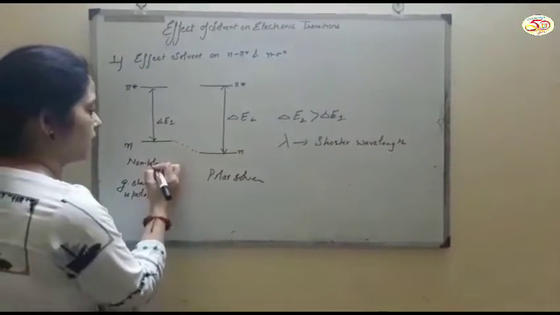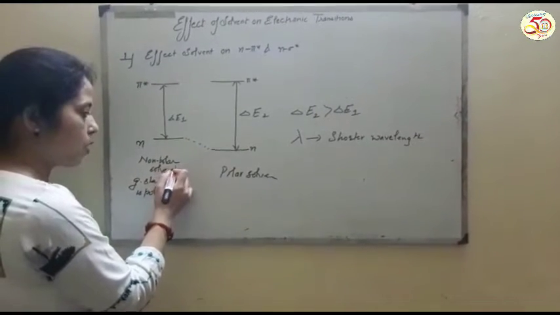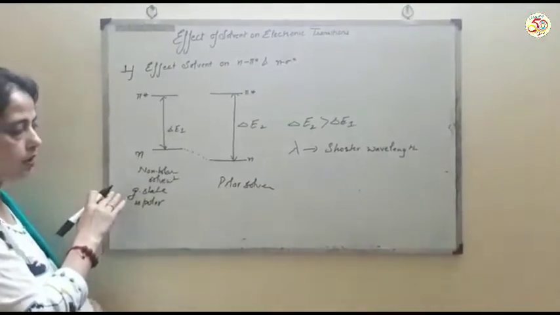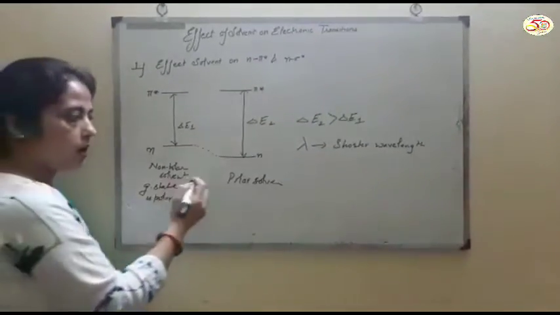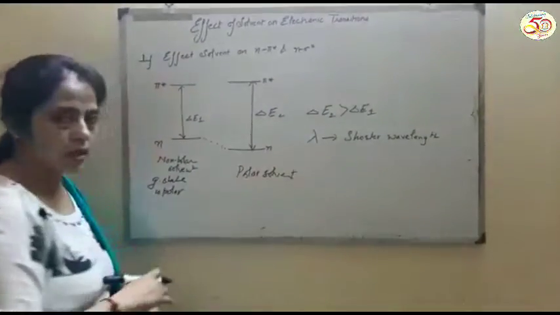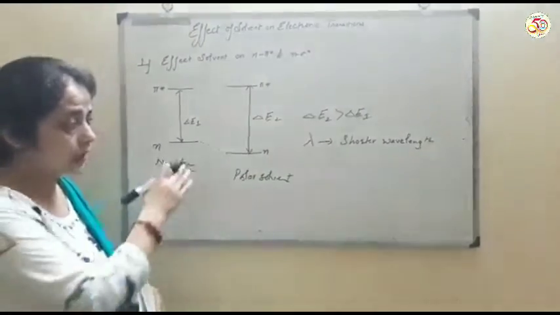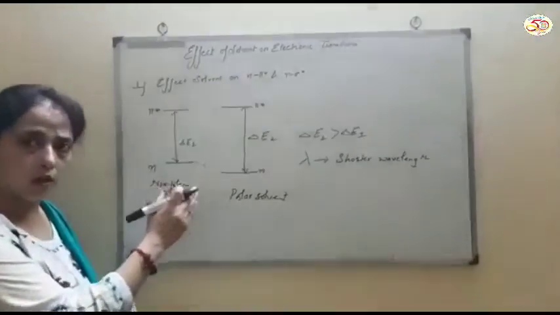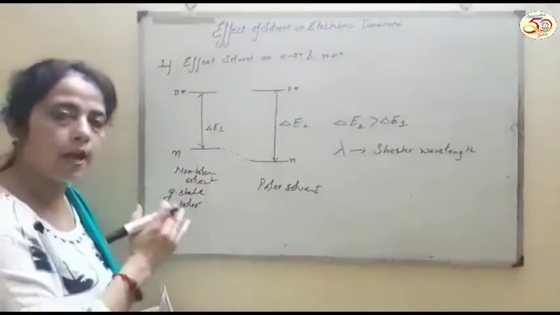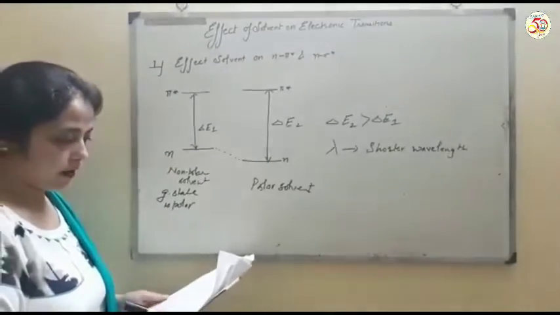Initially, we have taken a non-polar solvent. In non-polar solvent, there is no interaction between the molecule and solvent molecule. But if we employ polar solvent and our molecule in the ground state is more polar, it will definitely interact with the solvent molecule. That lowers the energy of the ground state and increases the energy difference between the ground state and excited states, and our lambda shifts to shorter wavelength.